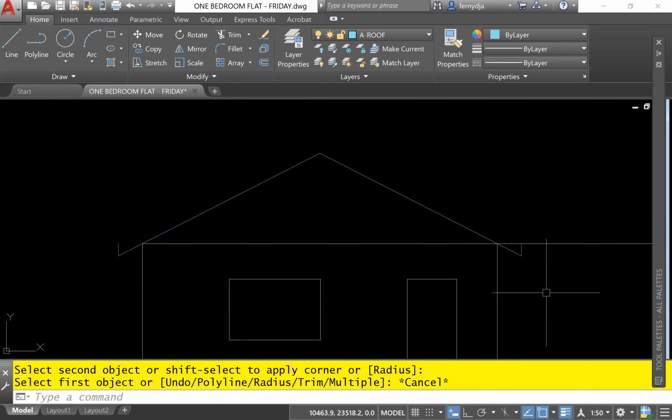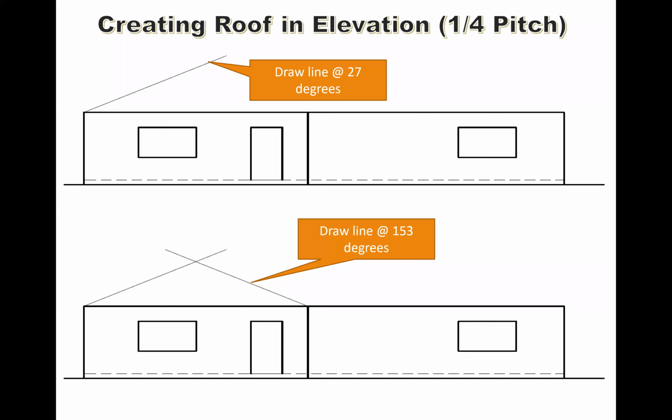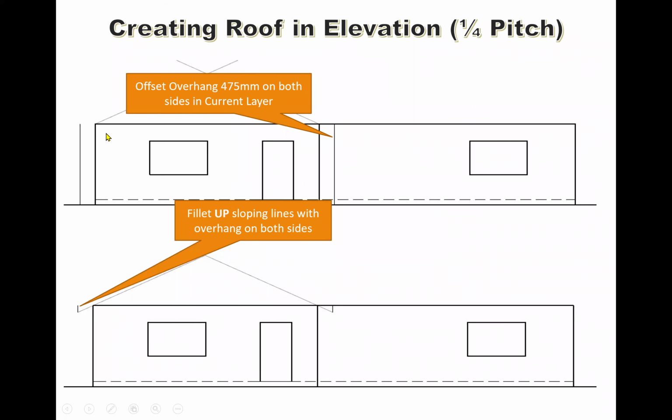Let me press escape. Now we don't need this line anymore. We don't need that line anymore. But let me just jump over to the presentation again, just to explain as to why we're not going to have that line. So we're going back to the presentation, and all the steps that we have just done a while ago are mentioned in the presentation. So when you're doing your elevation, you'll be able to use that as a guide. All right, so the next slide shows what we just did. We offset the overhang on either side, and then we use the fillet to fillet up on both sides.